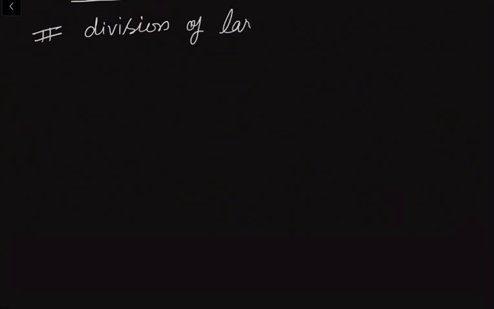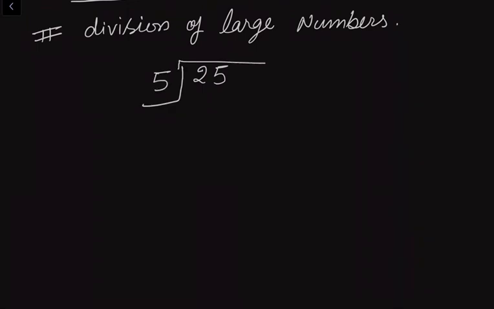Now let us do some basic rules of division. Division of large numbers. Division for the large numbers. Let us have an example. If we divide 26 by 5, let us divide 26 by 5.